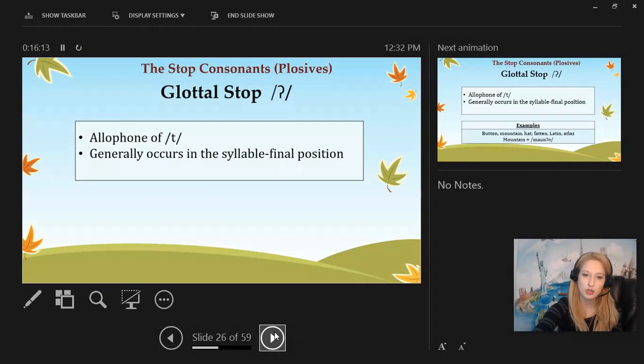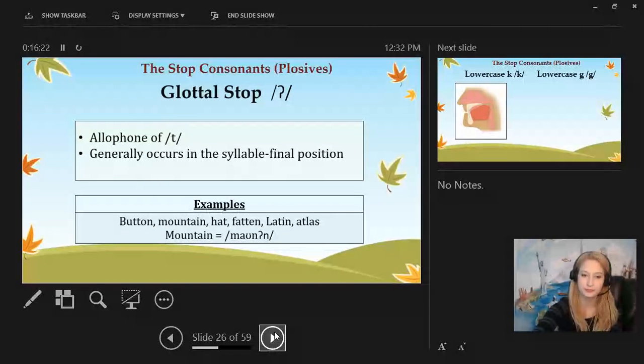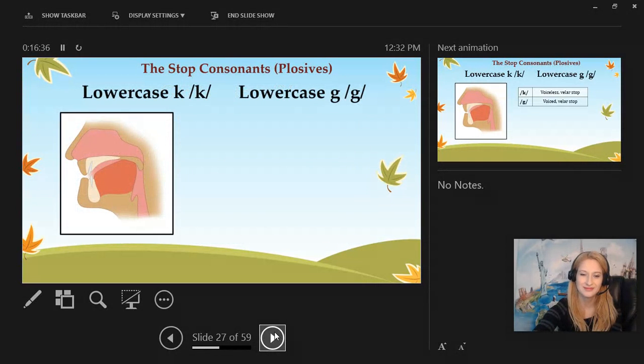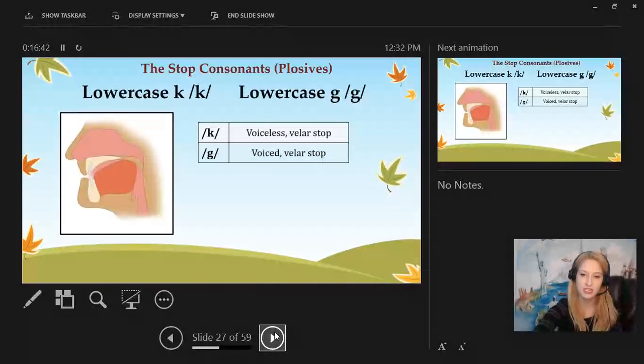And then we have the glottal stop. It's an allophone of t, and it generally occurs in the syllable final position. Some examples: button, mountain, hat, fatten, Latin, atlas. And here you can see the transcription of mountain with the glottal stop between the ends. Our next stop consonants are the lowercase k and the lowercase g. These are velar stops. The k is voiceless and the g is voiced.